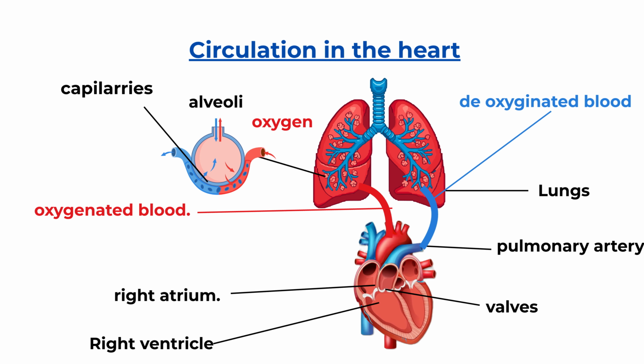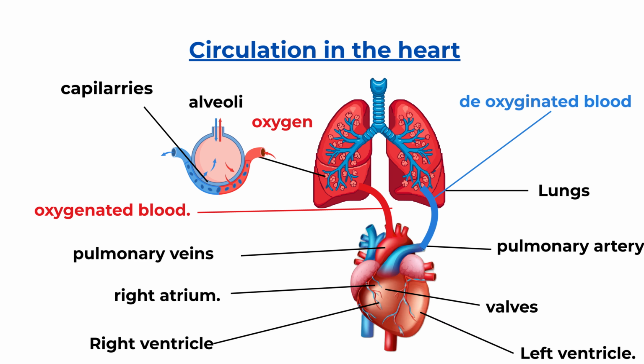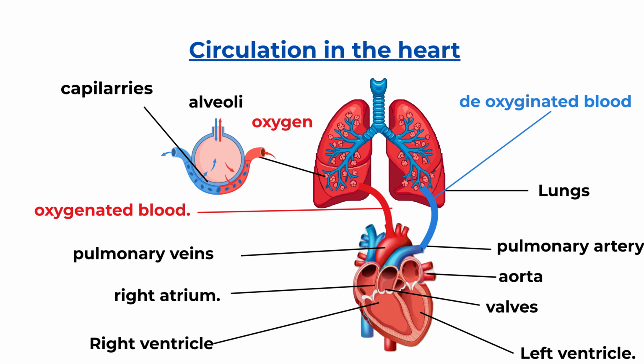This oxygen-rich blood returns to the heart through the pulmonary veins. It enters the left atrium, then moves into the left ventricle. Now, here's something important. The left ventricle has very thick muscular walls. Why? Because it has to pump blood to the entire body with enough pressure. When the left ventricle contracts, it sends blood into the aorta, the largest artery in your body. From here, blood spreads through arteries, smaller arteries, and again into capillaries, reaching your brain, muscles, skin, every organ.